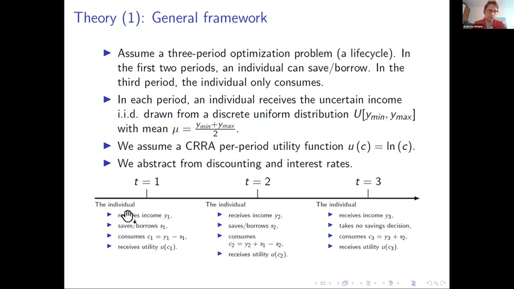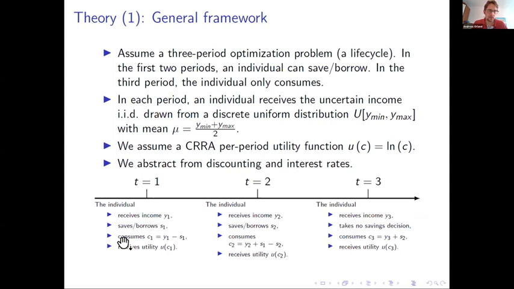In the first period, you receive an income, Y1, according to a discrete uniform distribution with a minimum and maximum income that's easy to communicate to the subjects. You take your saving and borrowing decision.